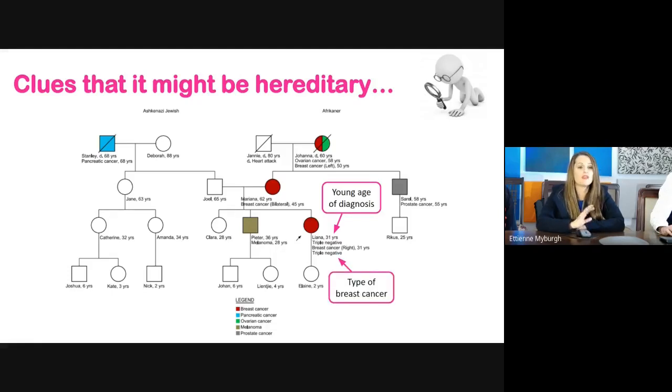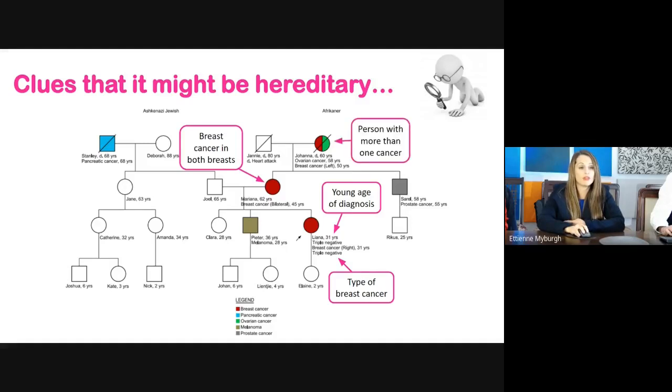Usually if it is a triple negative breast cancer, we are a little bit more worried that it might be genetic, and also if it's a rare form of breast cancer. The next clue is that she also has a family member who has had breast cancer in both of her breasts. Women who have bilateral breast cancer have a higher chance of it being hereditary. Then if you look further in the family history, you'll see that there's also a woman who's had both ovarian cancer and breast cancer, and that is also a reason to be concerned.